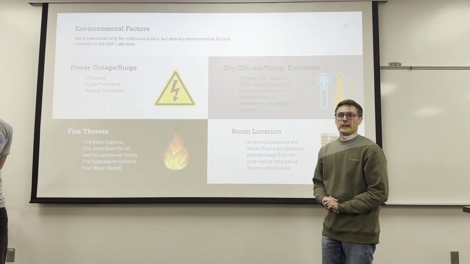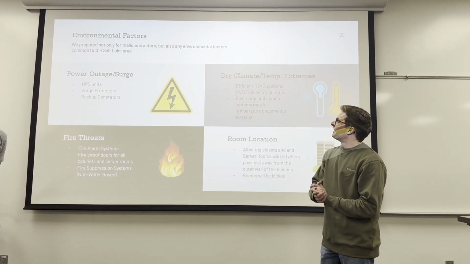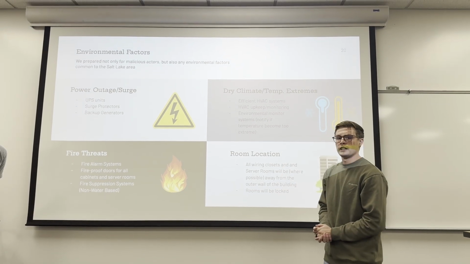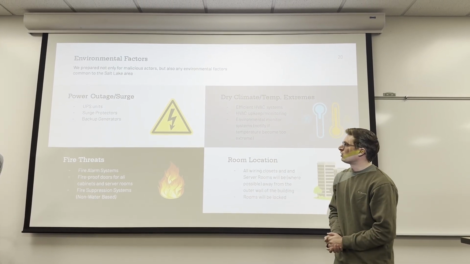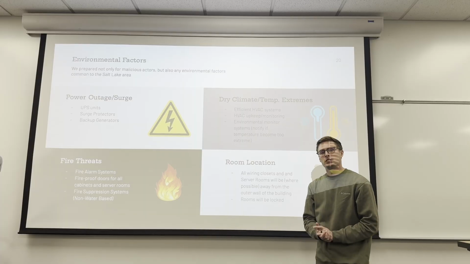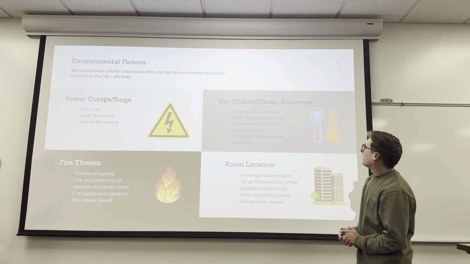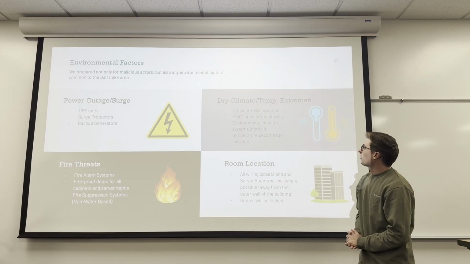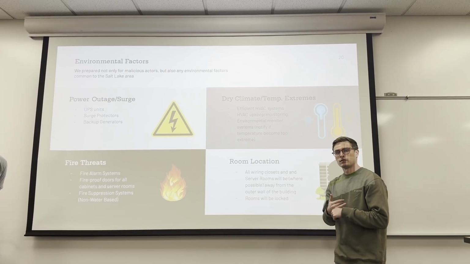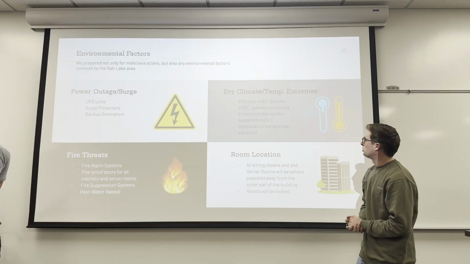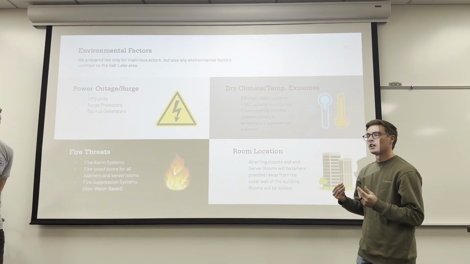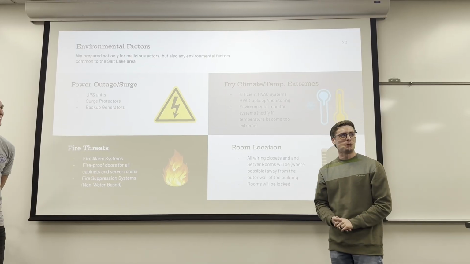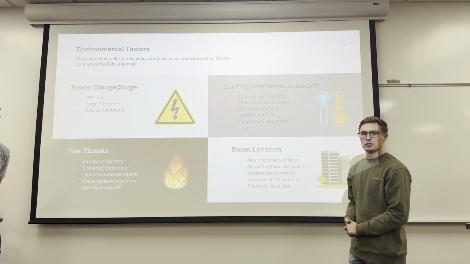Another factor we took into account with physical security is environmental factors. And so for power outages and surges, we made sure we bought UPS units and installed those, and also had surge protectors and backup generators. On top of that, with the dry climate and the temperature extremes that can happen in this area, we wanted to make sure that HVAC is upkept, and so that's something that we need to monitor and ensure that the humidity is constant so that our servers and computers don't break.